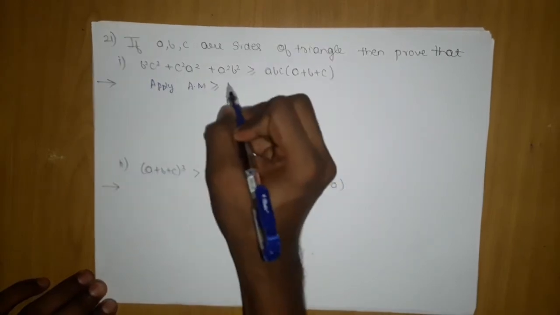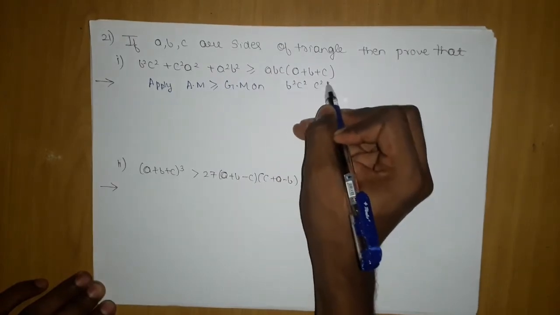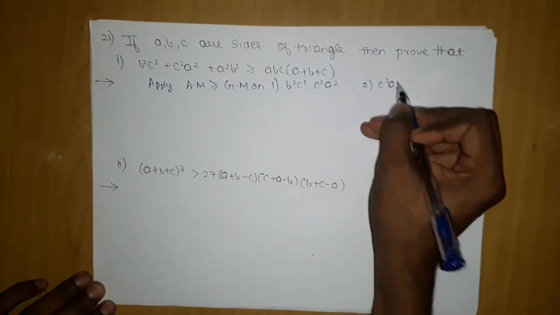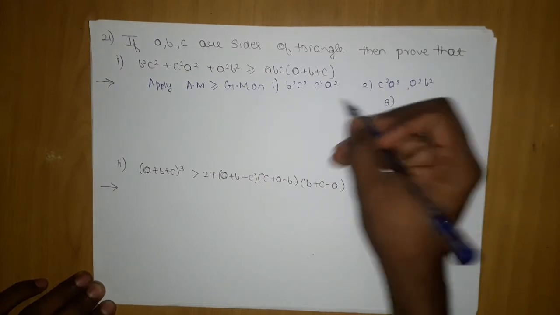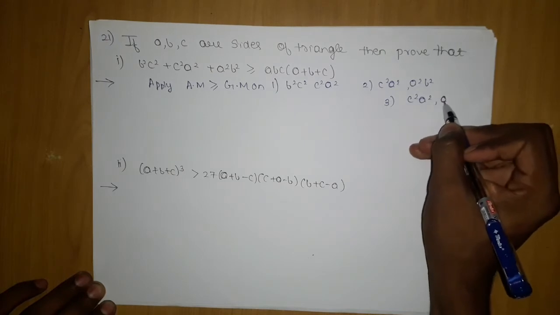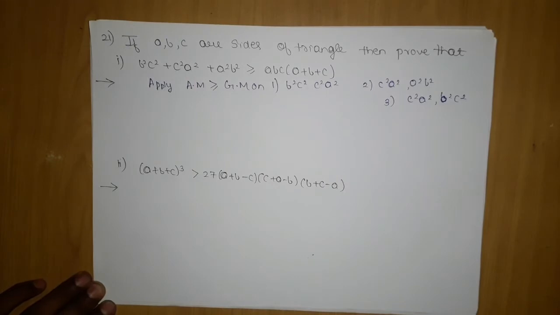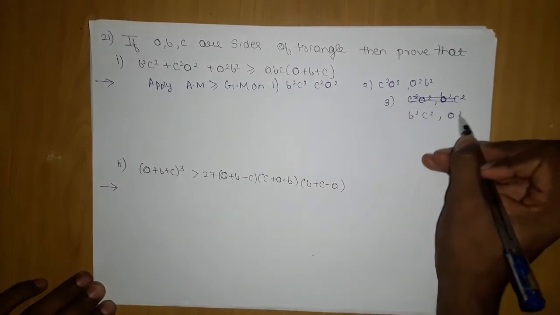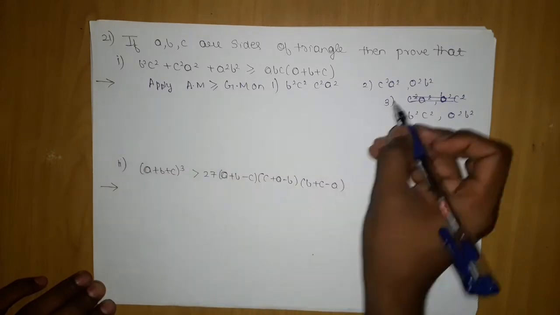So apply AM greater than or equal to GM on what? First we will apply it on b square c square and c square a square. Second time we will apply on c square a square and a square b square. Third time we will apply on b square c square and a square b square. Sorry, this one will not be there. So what we are going to do is apply this.